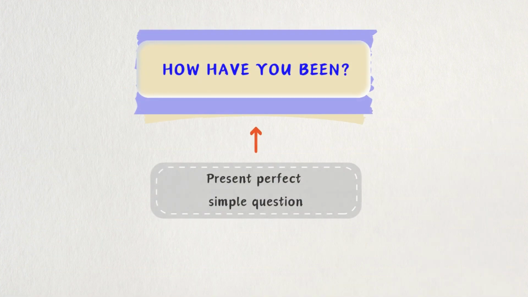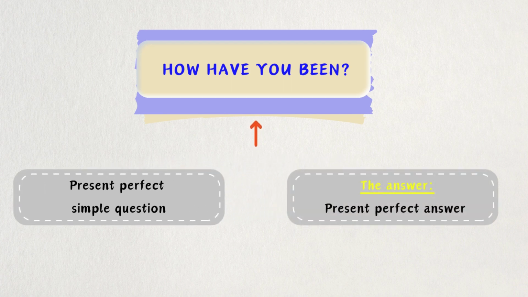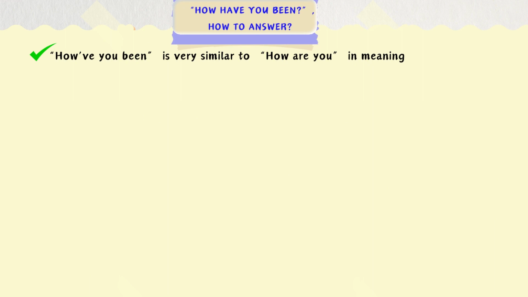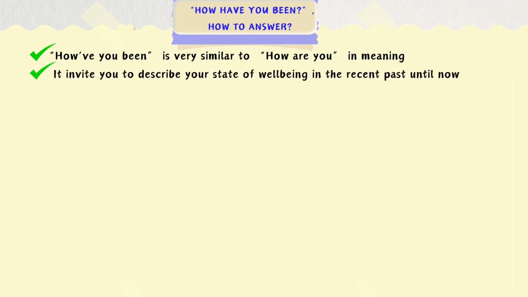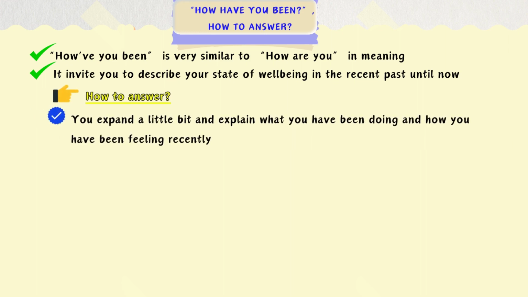How have you been is a present perfect simple question. So your answer can either be an adjective or it should also be in the present perfect. How have you been is very similar to how are you in meaning. It's a greeting that invites you to describe your state of well-being in the recent past until now. Answers to how have you been allow you to expand a little bit and explain what you have been doing and how you have been feeling recently.